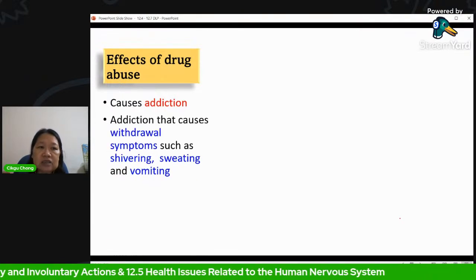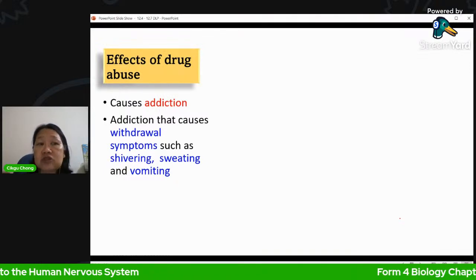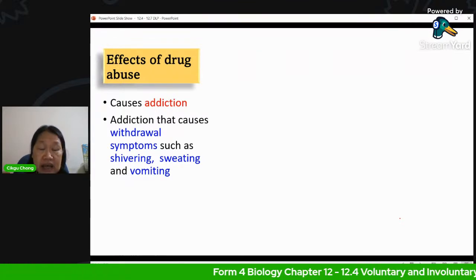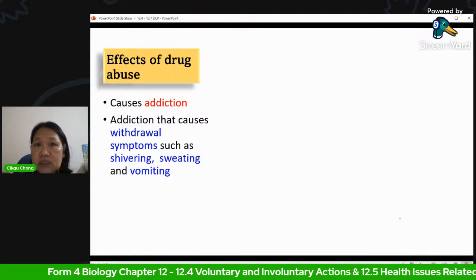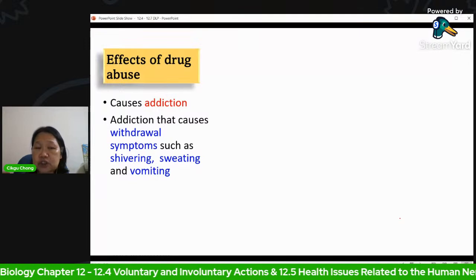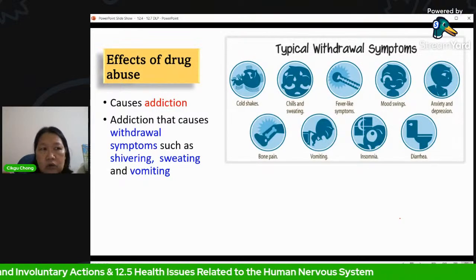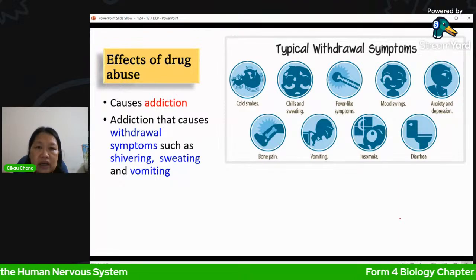All right. So addiction causes withdrawal symptoms. Sometimes when you do not take it, let's say you're trying to go off the drug, you want to stop the drug, you do not want to take it. I want to stop being a drug addict, let's say. So you want to stop taking it, you may suffer what we call withdrawal symptoms. These are symptoms like shivering, sweating, and vomiting. It's because your body all the while is being fed with this chemical, and suddenly you don't give that chemical, your body goes haywire, cannot function.